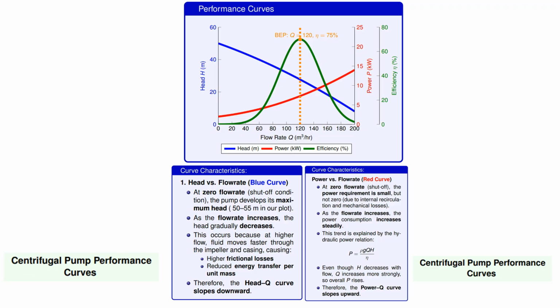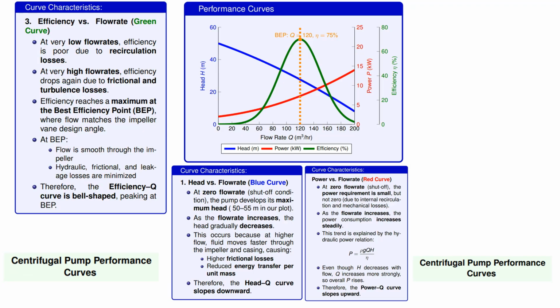This trend is explained by the hydraulic power relation. Power equals rho g Q H divided by eta, where eta is the efficiency. Even though head decreases with flow, the flow rate Q increases more strongly, so overall power rises. This is why the power-Q curve slopes upwards.